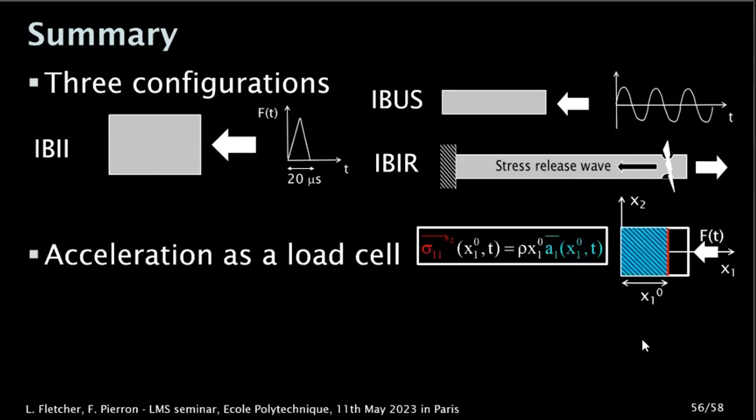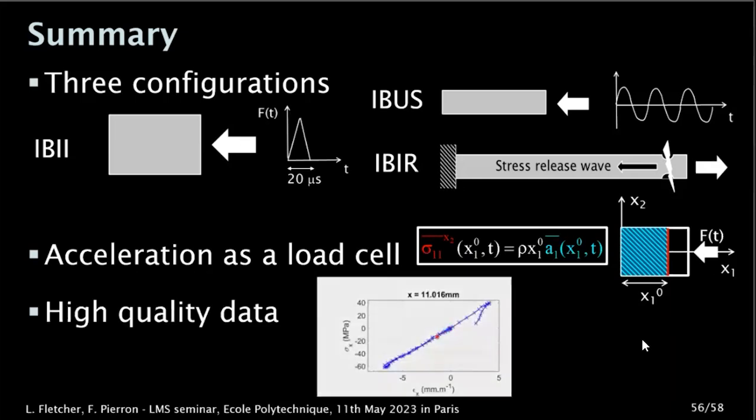The idea is to use acceleration as a load cell, and it's actually quite powerful because all the information is embedded in your images. You don't need anything else. Regardless of what happens outside, everything is embedded in your images. That's quite powerful. And the kind of data we got for quasi-brittle material, I think, is absolutely incredible.